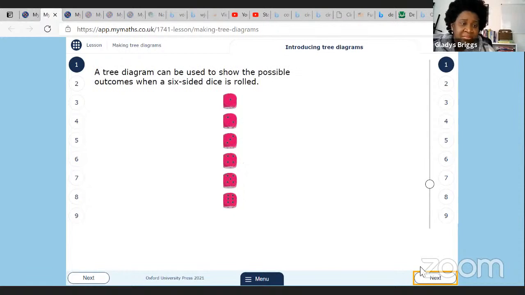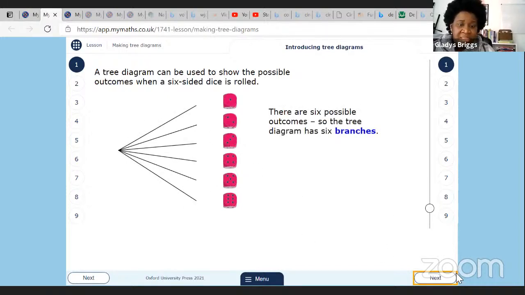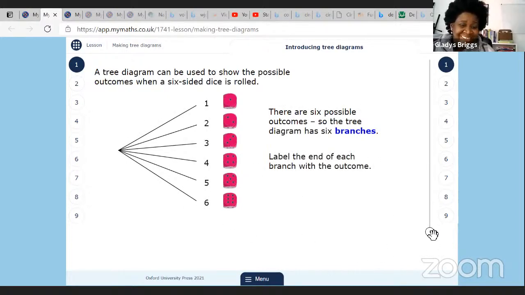So here you are. We can use a tree diagram to show the possible outcomes when a 6-sided dice is rolled. Yeah, now that's too much. We won't be doing 6, okay? Right.